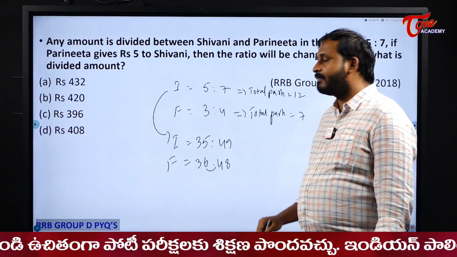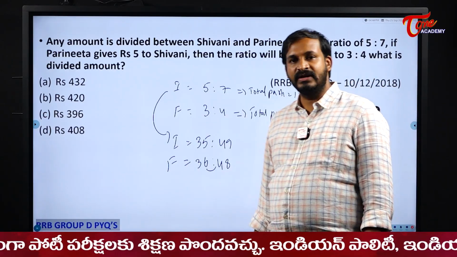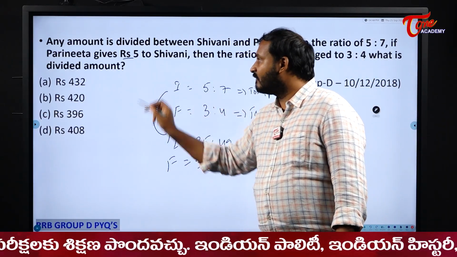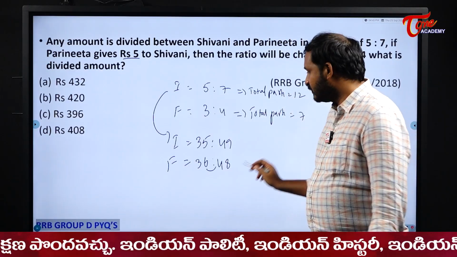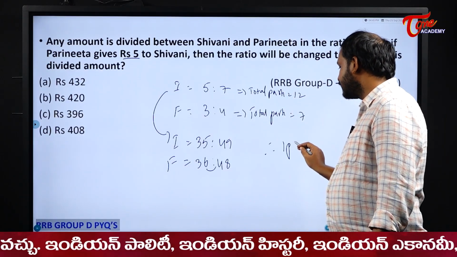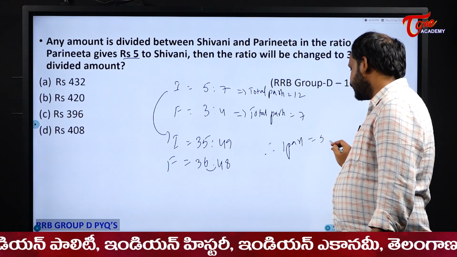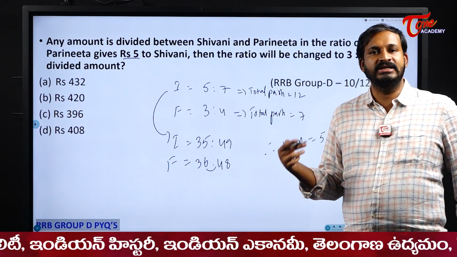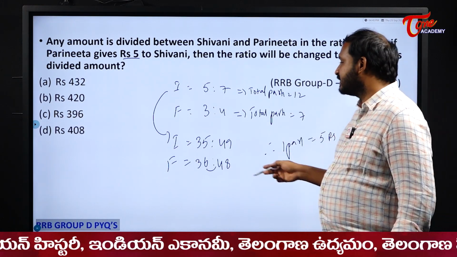Just one part is different, right? This one part difference came because of the sharing of 5 rupees here. So therefore, one part is equal to 5 rupees. Earlier it is one part 1 rupee, but here it is one part 5 rupees. One part is 5 rupees.